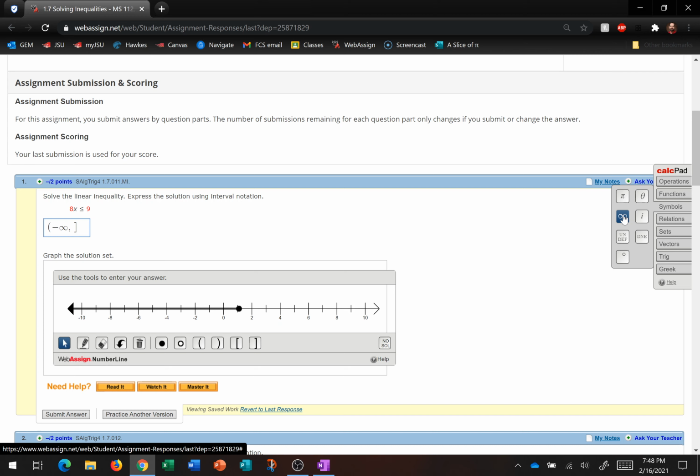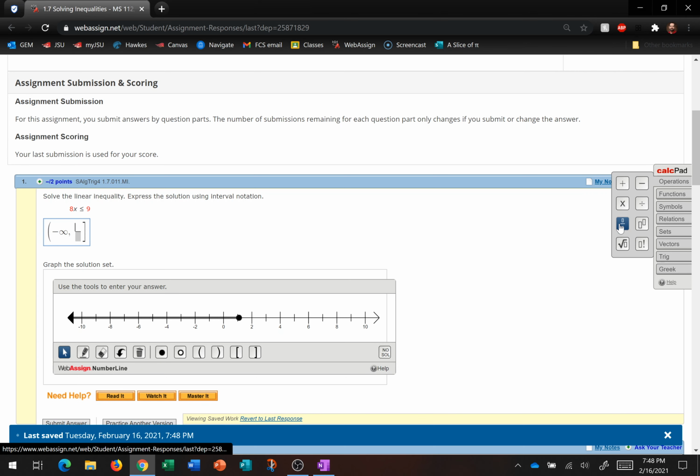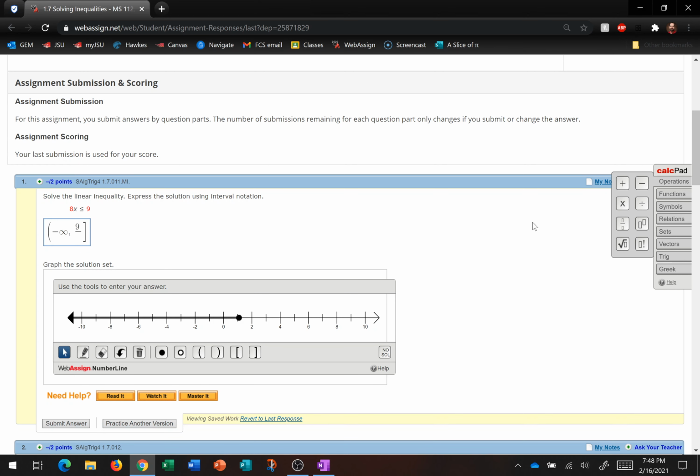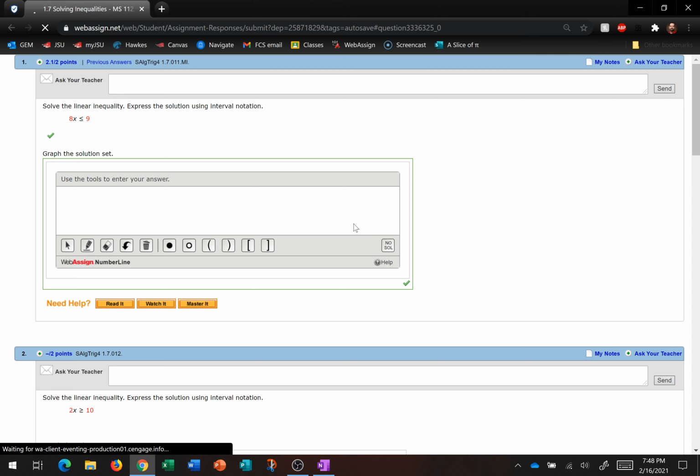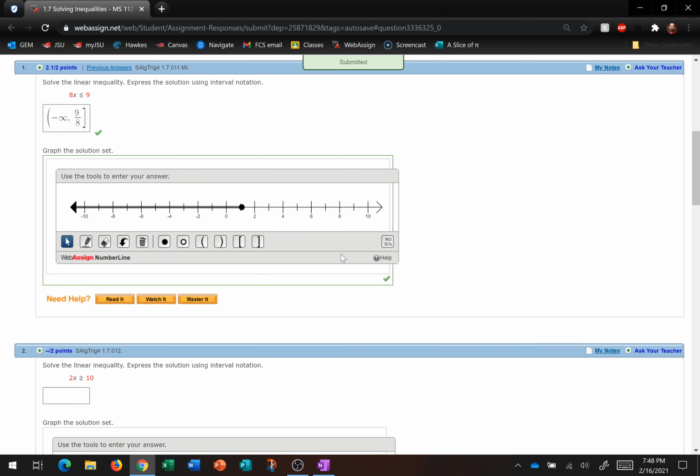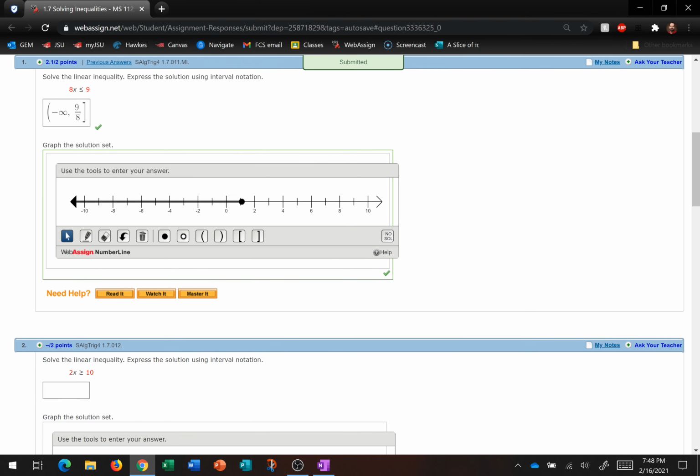Okay. And then we're going to stop with a fraction. Okay, so I'm going to go back to operations, do our fraction, and our fraction here is 9/8, so put in 9/8. Okay, and if we submit this, we should be good. Okay, let's make sure it's happy with that. Being kind of slow tonight. Alright, so we got our green check mark on both of those. Okay, so that's how you put those in.